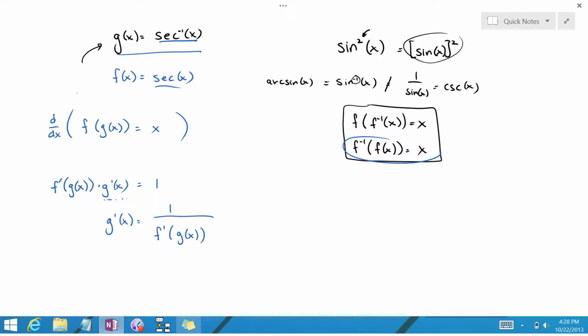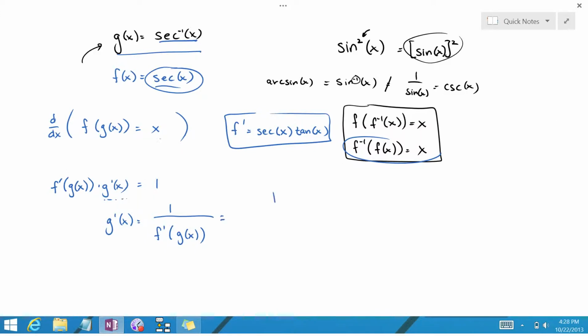Now, what is the derivative of secant? So the derivative of secant, you'll recall, and this is a good one to have memorized, it's just secant times tangent. And I want to be very clear about what that means. First you take the secant of x, then you take the tangent of x, and you multiply them. So that's what the derivative is. f prime of x is secant of x times tangent of x.